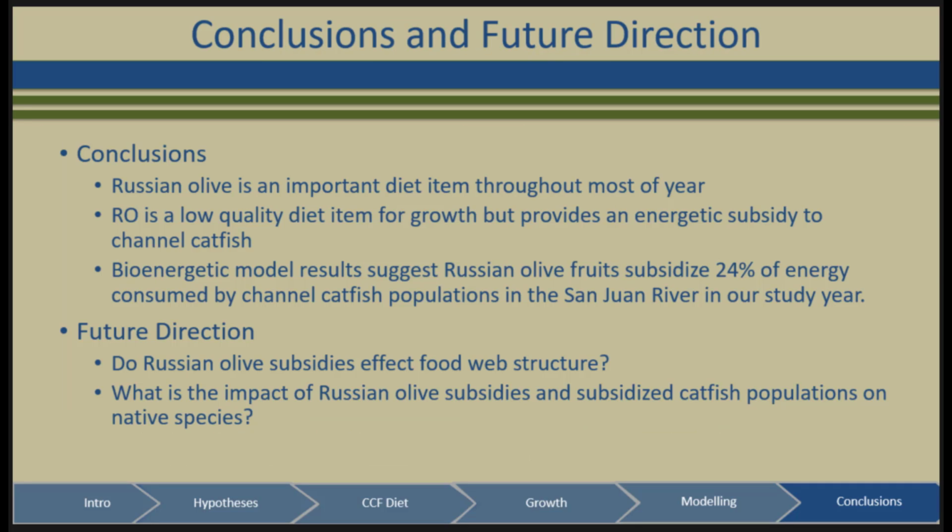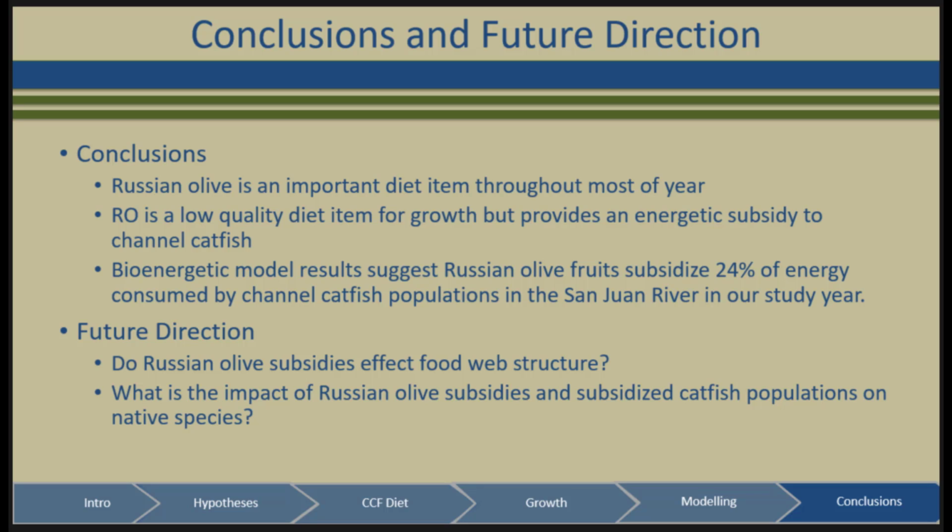And so just to go back through all that stuff, Russian olive is an important diet item. It's low quality as a diet item, but it does have some advantage in that they're able to maintain weight and use it for metabolic energy. And then lastly, we estimated that in that year that we sampled, where we have good temporal diet data, about a quarter of the total consumptive demand was made up by Russian olive.